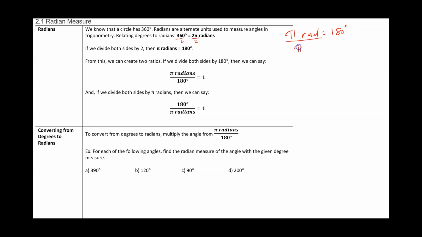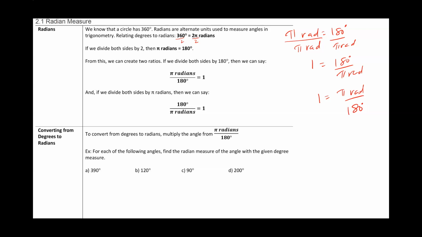If I divide both sides by pi radians, then I get 1 equals 180 degrees divided by pi radians. So this ratio is equivalent to 1. And same thing goes the other way. If you have pi radians over 180 degrees, that is also equivalent to 1.